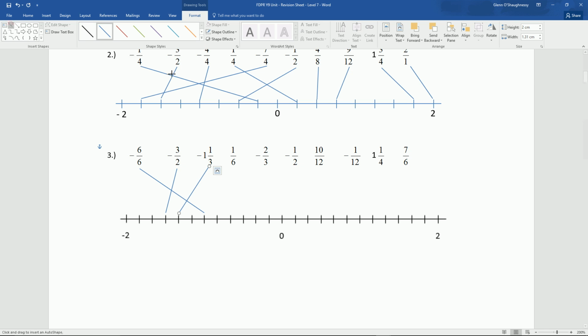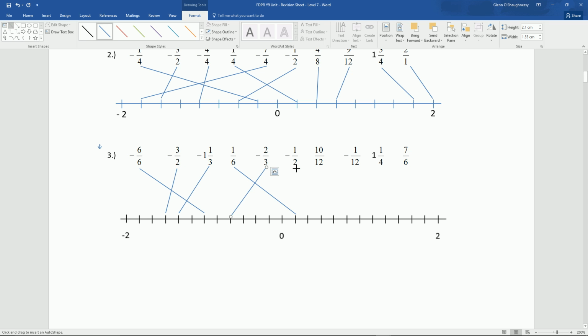Okay, 1/6 is a positive. That should be easy to do because we know each one of them is a sixth. 1, 2, 3, 4, 5, 6 sixths is there. -2/3 is the same as -4/6. So 1, 2, 3, 4 goes there.